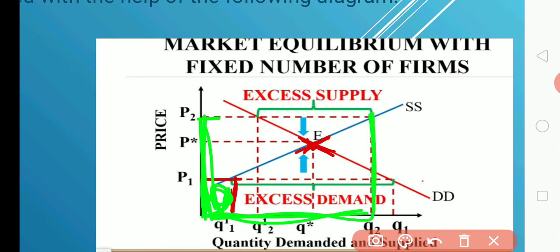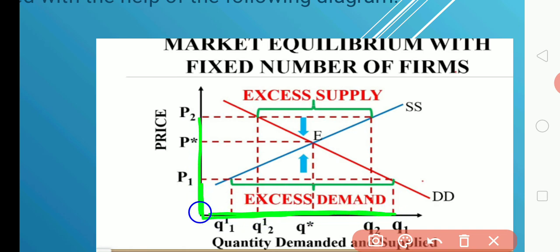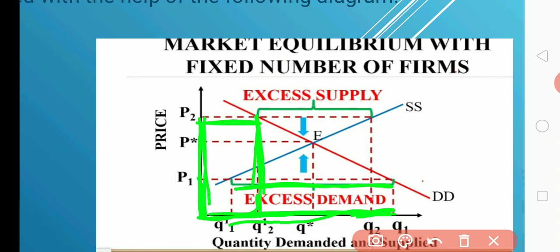At that time it leads to excess supply. Okay, look here at how much the supply is when the prices are more. Okay, fine, it leads to excess supply. Now here, according to the law of demand, when the price is lesser, the demand is greater. When the price is more, the demand is less. Look here, when the price is P2, the quantity demanded is Q1 2. When the price is P1, the quantity demanded is Q1. It leads to excess demand.